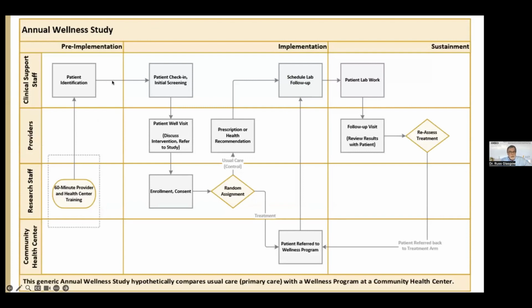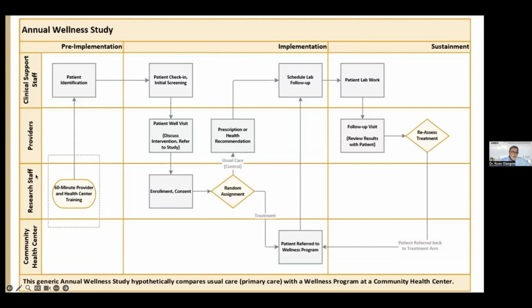And I know you can't see all the details here, but I want to emphasize two things. One of them is the temporal aspect here: is it pre-implementation or planning? Is it during implementation, or is it during the sustainment or maintenance phase? And these rows are what we call swim lanes. The swim lanes talk about which type of staff, and I'll come back to why that's important.